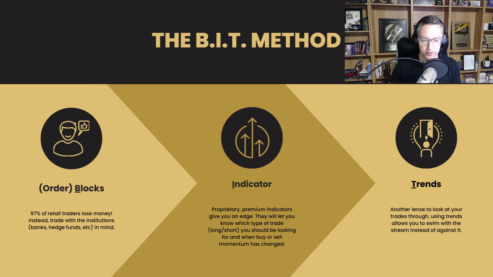What dimensions am I looking at? These 3 things. B is for blocks, as in order blocks, I is for my indicator, and T is trends. So order blocks, again, this has already been covered in a few videos, but just a quick review.